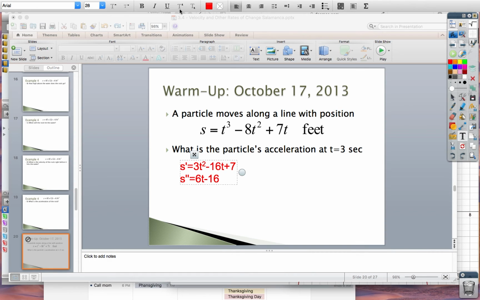Now they want us to find out what's the particle's acceleration at 3 seconds. So this might help. Velocity at t equals s prime. Acceleration at t equals s double prime. And we want the acceleration at 3 seconds. So we have 6 times 3 minus 16. We get 18 minus 16, which means our acceleration at 3 seconds is just 2.